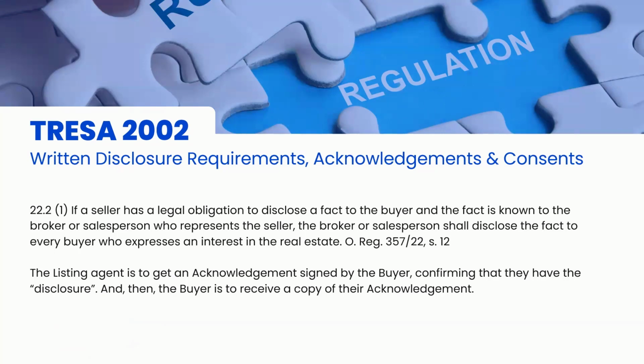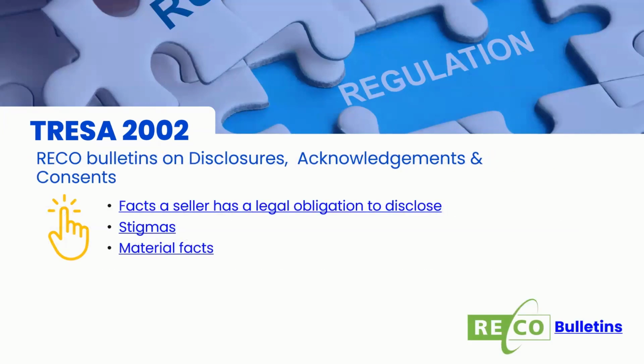Written disclosure requirements, acknowledgements, and consents. So 22.2 there: if a seller has a legal obligation to disclose a fact to the buyer and the fact is known to the broker or the salesperson who represents the seller, the broker or salesperson shall disclose the fact to every buyer who expresses an interest in the real estate. So again, the listing agent is to get an acknowledgement signed by the buyer confirming that they have the disclosure, and then the buyer is to receive a copy of their acknowledgement as well. Just clear communication, making sure full disclosure is taking place.